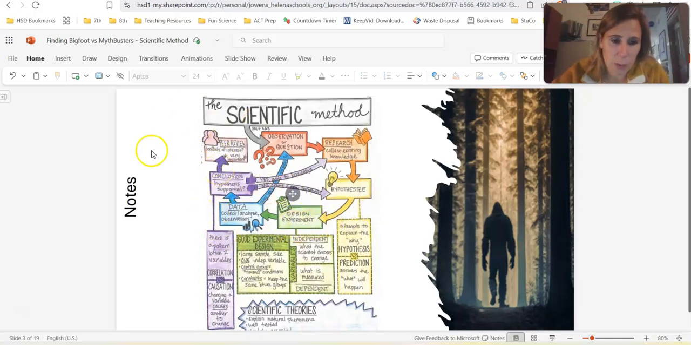Okay, peer review is a really big one with the scientific method, where other scientists in that community or along those same lines of research take a look and say, was your data valid? Did you do your experiment correctly?